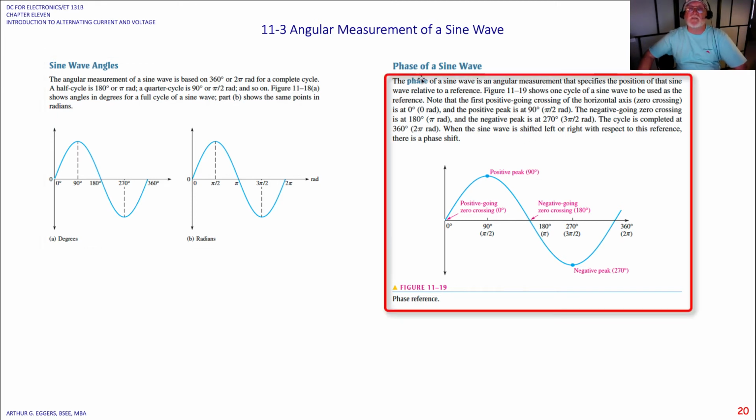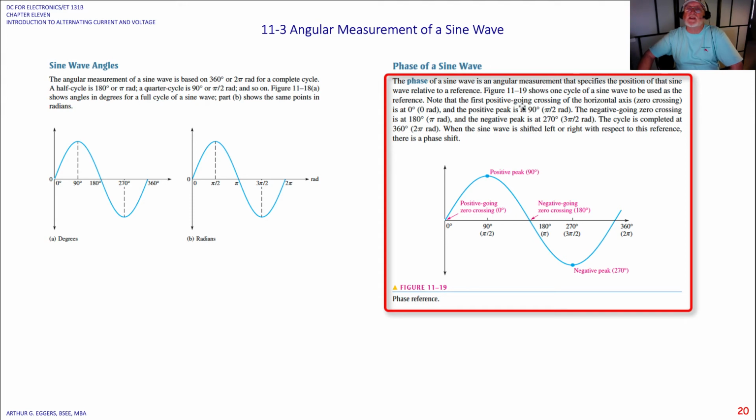So what are the phases of a sine wave? The phase of a sine wave is an angular measurement that specifies the position of that sine wave relative to a reference. As we can see, one cycle of a sine wave is used as the reference, so one time around. If it does it again, it's just repeating the same thing over and over again. So we only need one cycle.